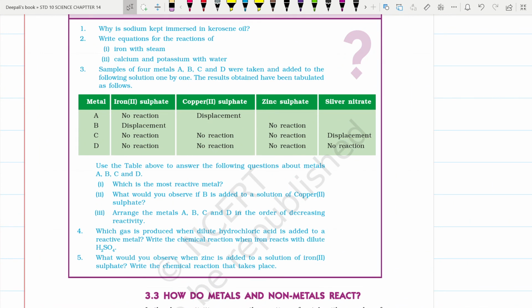How do metals and non-metals react? In the next session.